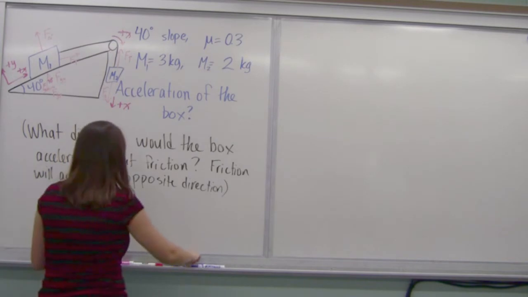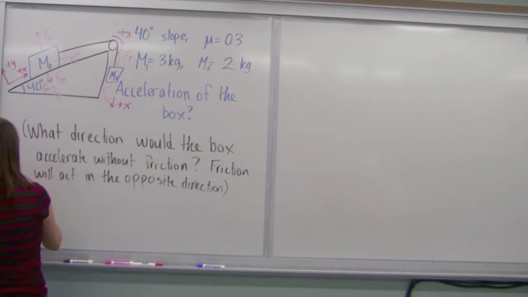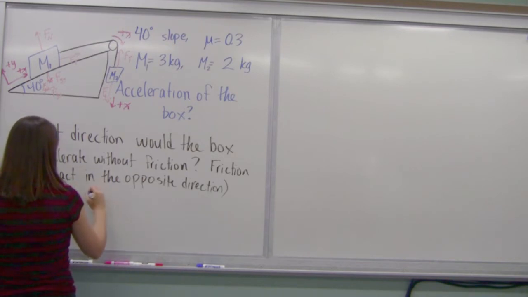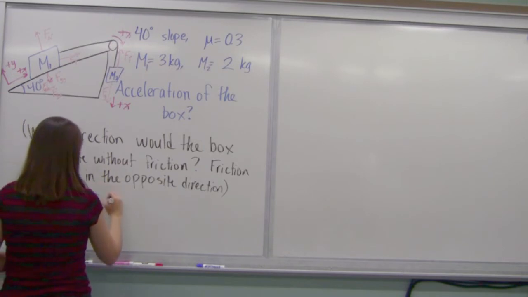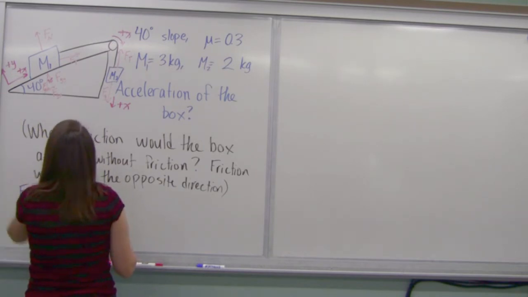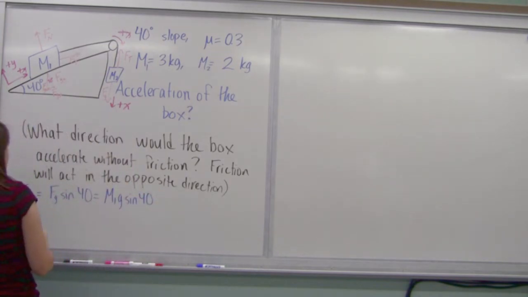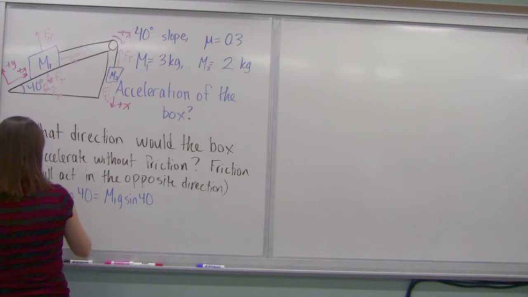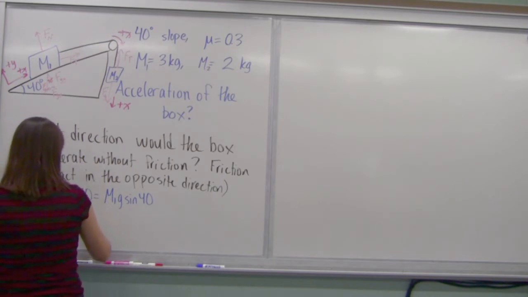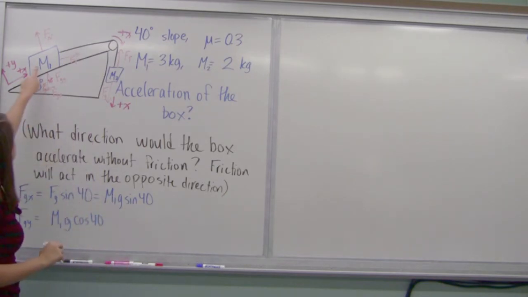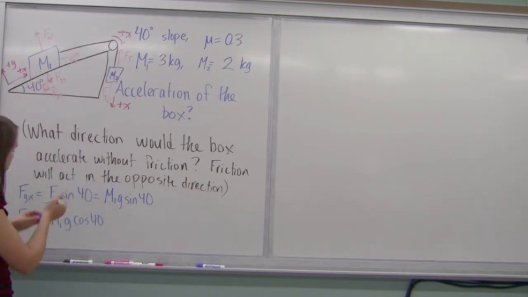If I want to find those components, I'm going to go F_Gx is equal to F_G sine of 40, or M1 g sine of 40. I think I'll go ahead and leave that in symbols for now. I'll plug in the numbers later. F_Gy is going to be M1 g cosine 40. And I just use M1 because I'm just figuring out the force of gravity on this particular object.